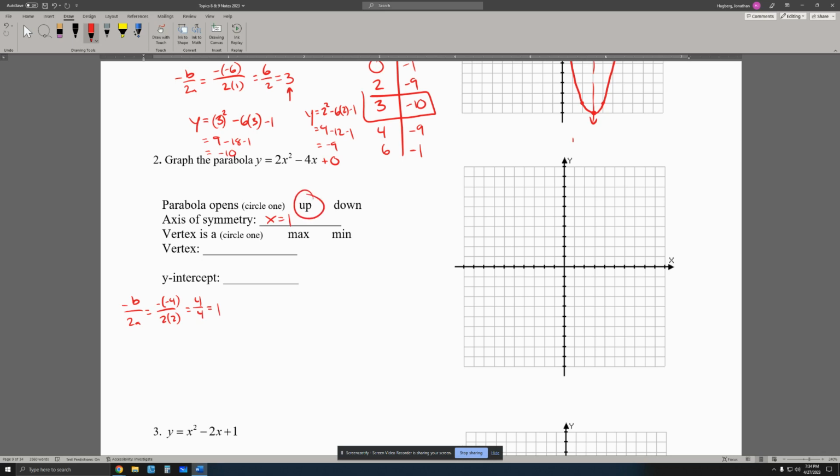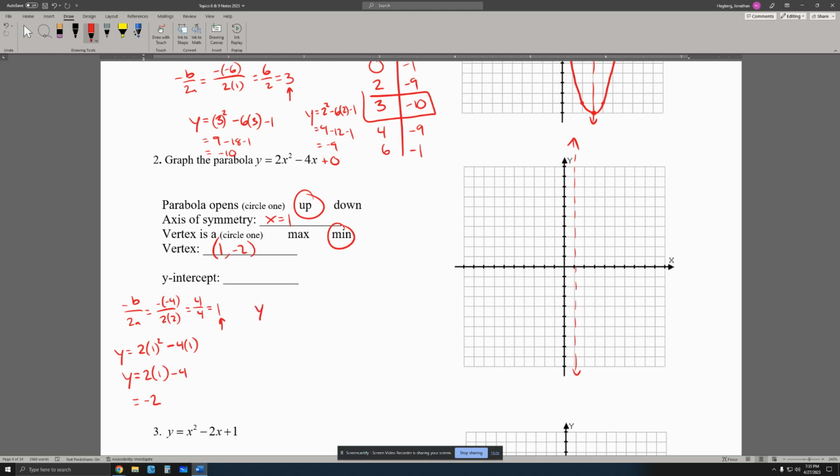This has a positive leading coefficient, so that tells me that this opens up. A positive leading coefficient tells us that the vertex is a minimum. And now let's go ahead and solve for the vertex. y equals 2 times 1 squared minus 4 times 1. We're plugging in this x value and solving for y. So what we get is y equals 2 times 1 minus 4, which is equal to negative 2. So our vertex is 1, negative 2.